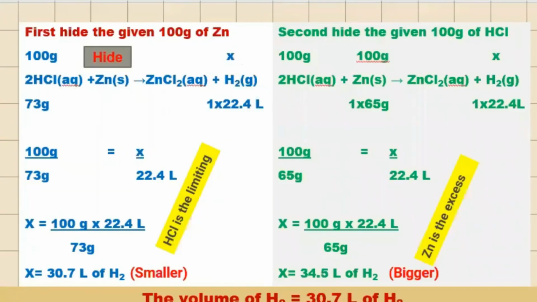Okay, let's go to the discussion. First, hide the given 100 gram of zinc, and calculate the volume of hydrogen in liter by using the 100 gram of hydrochloric acid. 100 gram divided by 73 gram of hydrochloric acid equals X over 22.4 liter, and then crisscross. X equals 100 gram times 22.4 liter divided by 73. This gives X equals 30.7 liter of hydrogen gas.